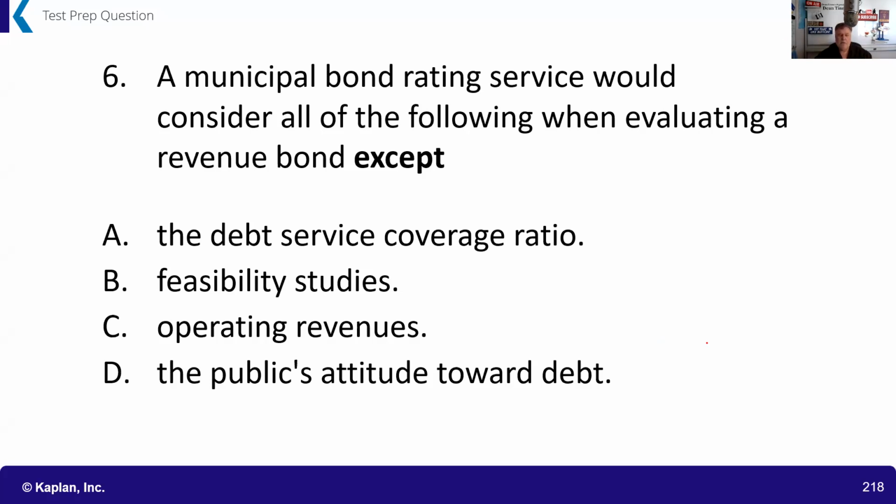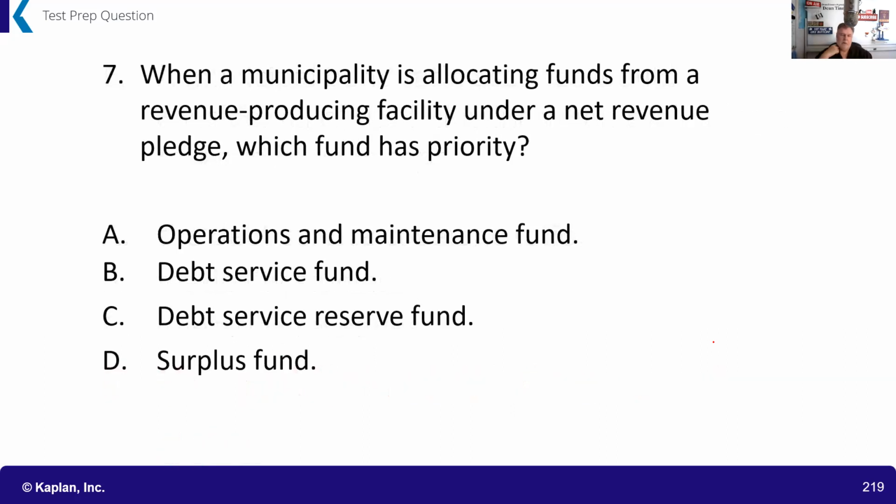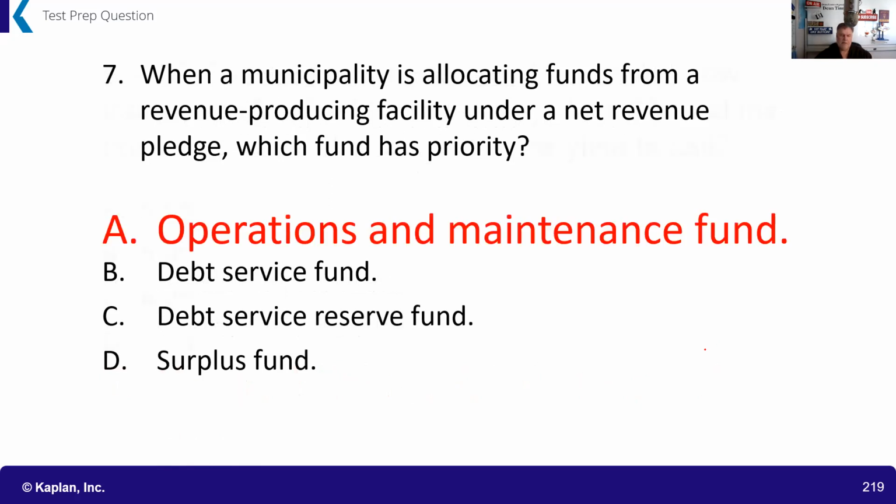The public's attitude towards debt is associated with a GO bond, right? Like the collection ratio, whatever that case may be. When a municipality is allocating funds from a revenue producing facility under a net revenue pledge, this is very testable. Again, this is found in the trust indenture. It's called the flow of funds. And the flow of funds under a net revenue pledge is going to be the operations and maintenance fund. That is the one that has priority, very testable.